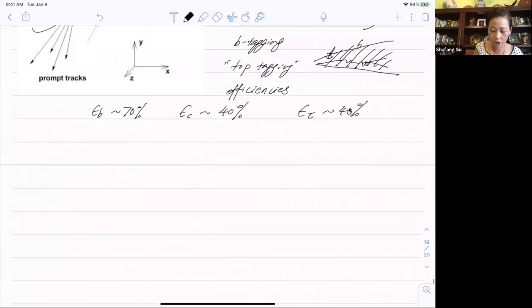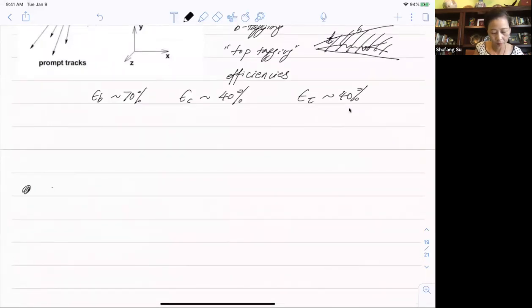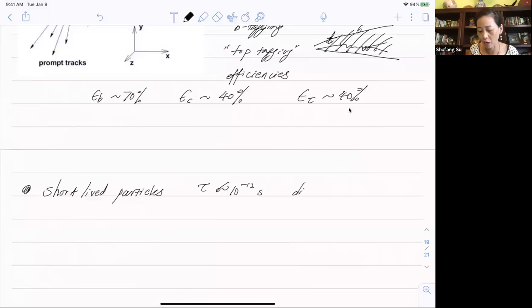And then the third group would be those short-lived particles with a lifetime less than 10 to the minus 12 second or much smaller, okay? So once they are produced, they immediately decay, okay? So in that sense, you do not directly see them.